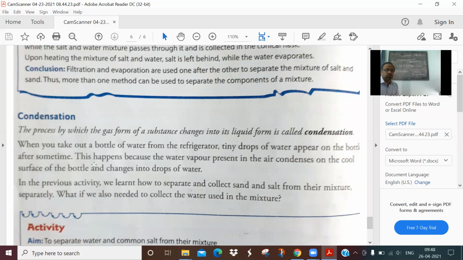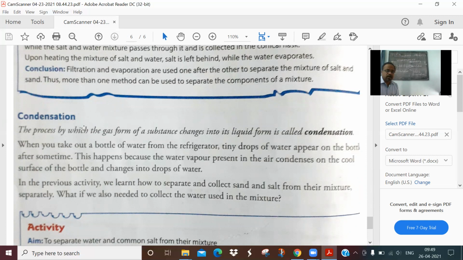So just look into this matter. When you take out a bottle of water from the refrigerator, as I just told you, tiny drops of water appear on the bottle after some time. This happens because the water vapor present in the air condenses on the cool surface of the bottle and changes into drops of water. So we need to cool down the vapor. Then only does the gas change into liquid.